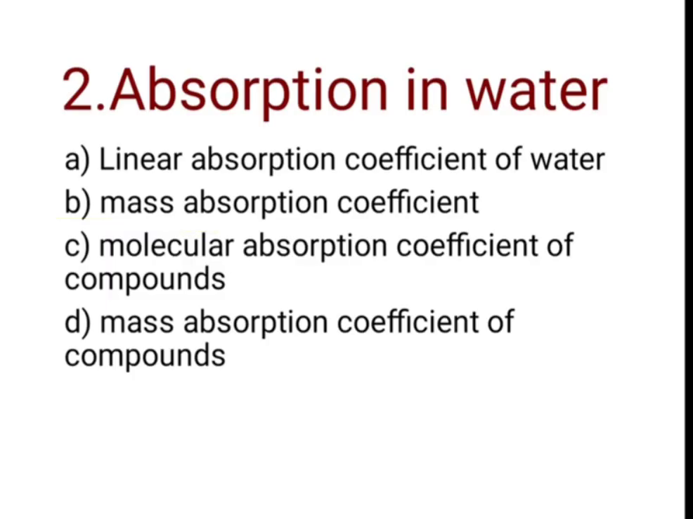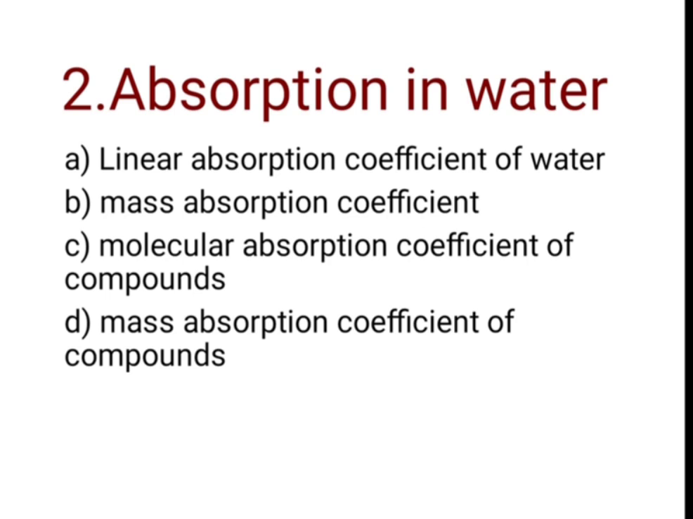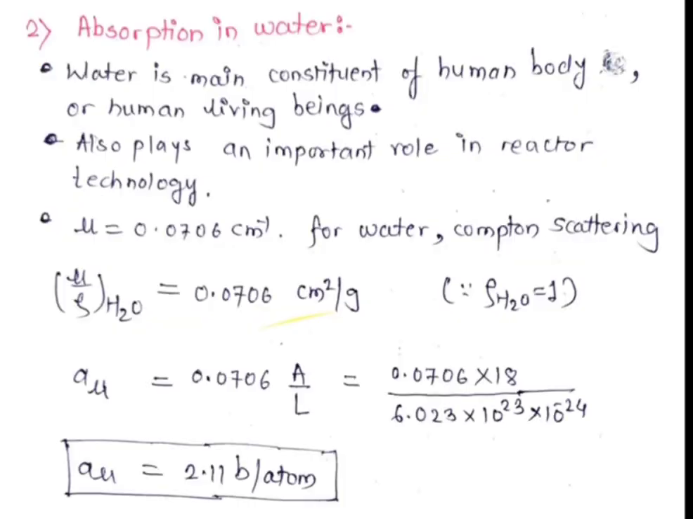Now we will see the absorption in water. In the water we will again observe the 4 kinds of absorption. The first one is the linear absorption coefficient of water. Second is the mass absorption coefficient of water. Third is the molecular absorption coefficient of the compounds. And the fourth is the mass absorption coefficient of the compounds. So we will see them one by one here.